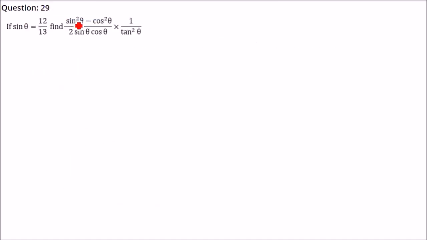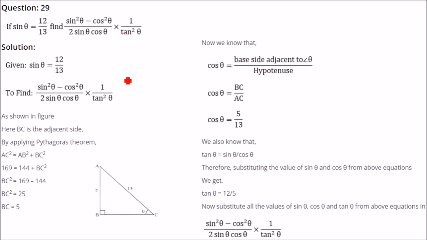Sin theta is 12 by 13. We have to find sin square theta minus cos square theta by 2 cos theta sin theta, into 1 by tan square theta. We will just use the triangle. Sin theta is perpendicular upon hypotenuse. This is perpendicular, this is hypotenuse. What will this value be? 13 square minus 12 square. 13 square is 169, 12 square is 144. What do you get? 25. When you take the root, it is 5. So now this value is 5.